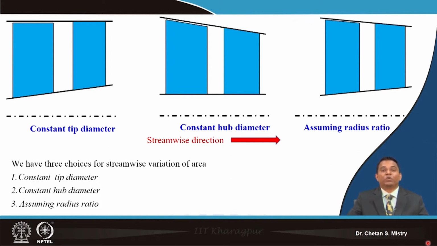That means its density also will be higher, and in order to satisfy the continuity equation, assuming our axial velocity to be constant, my exit area will be lower. For that we have discussed three different configurations: constant tip diameter, constant hub diameter, and a third approach assuming some radius ratio. We discussed the design methodology for transonic compressor with two configurations, constant hub diameter and constant tip diameter, where we discussed the fundamental design approach.